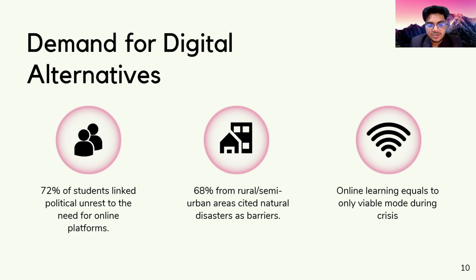72% of the surveyed students linked political unrest to their desire for a stable online education system. 68% pointed to natural disasters as a major barrier to consistent learning. The takeaway is that in Bangladesh, online learning isn't a backup. It's often the only viable path forward during a crisis, like political issues or natural disasters.